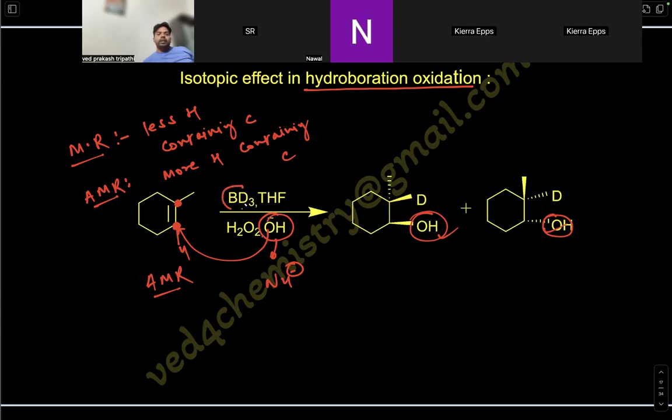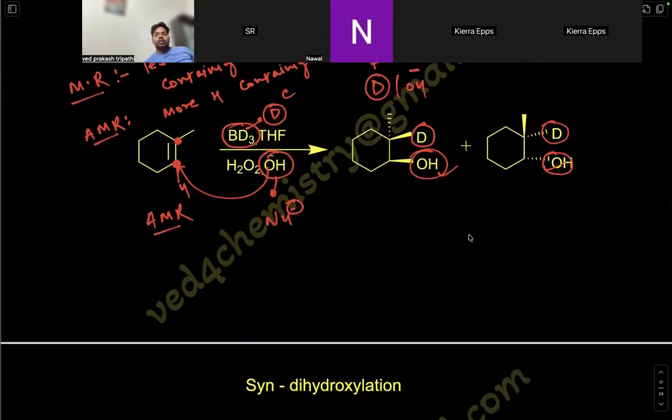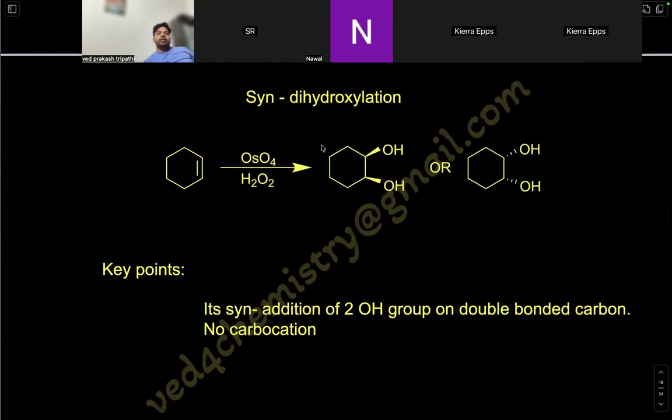And BD3 here, we can use deuterium from BD3. Okay. So deuterium and OH. So addition of D and OH. So D is just isotope of proton. So it is D plus and OH minus. So we can add D and OH and they have syn addition. Clear? So that is called isotopic one. Next, syn dihydroxylation. Syn means same side.